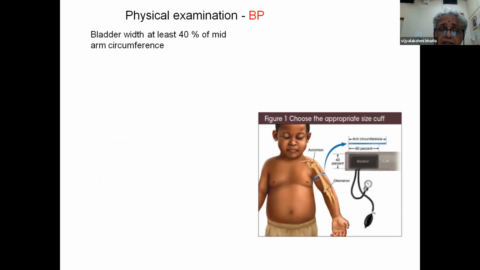Now, how to take a blood pressure is extremely important for all of you in any specialty which you are, and it's a commonly made mistake actually by everybody. So I'm going to spend a few minutes on this.